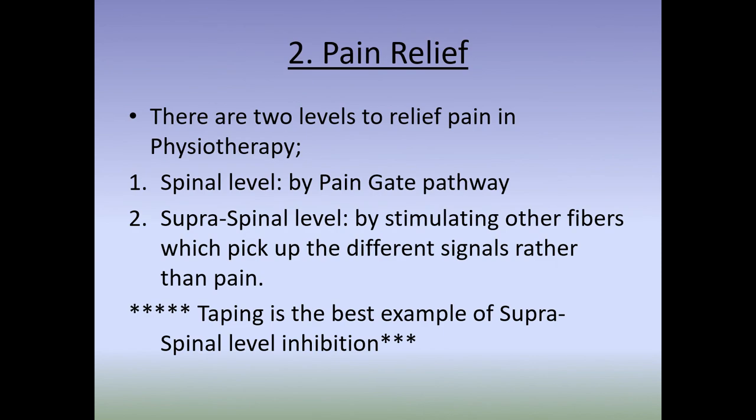Coming down to the second point, pain relief. When we talk about physiotherapy and pain relief, physiotherapists relieve the pain at two levels, that is your spinal and supraspinal. Spinal level is by your pain gate pathway and supraspinal level is by stimulating other fibers which pick up a different signal rather than pain. Taping is the best example for supraspinal level inhibition.